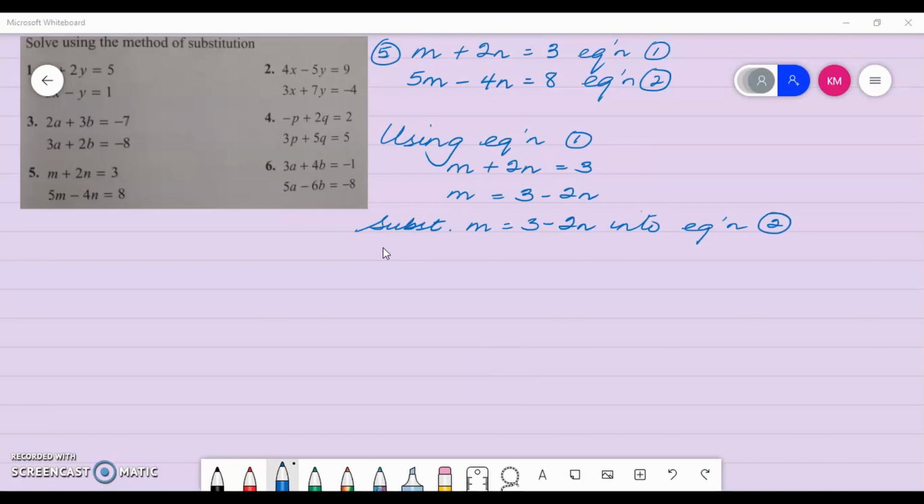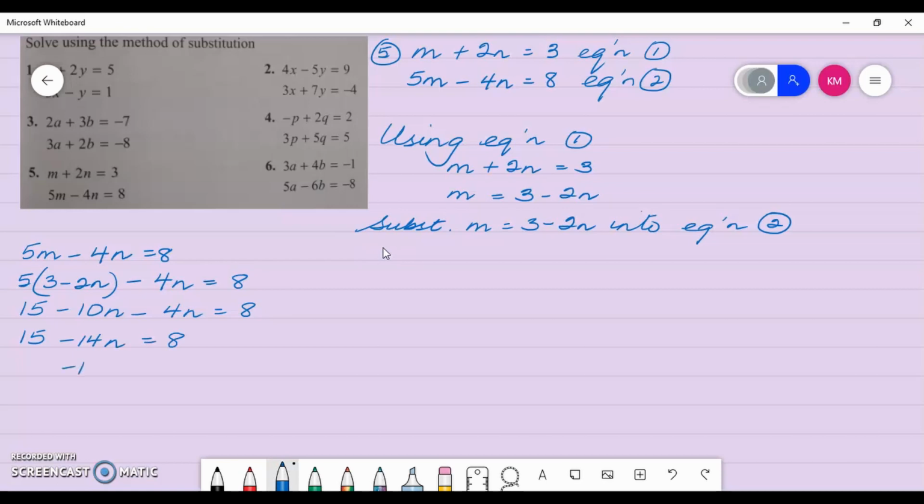So I'm going to write back equation 2, which is 5m take away 4n equals 8. I'm going to replace that m with that expression I got: 5 times (3 take away 2n), take away 4n, equals 8. Then I simply multiply it out and simplify. So 5 3s are 15, take away 5 2s are 10n, take away 4n is equal to 8. I can simplify those two terms, so it's going to become 15 take away 14n is equal to 8.